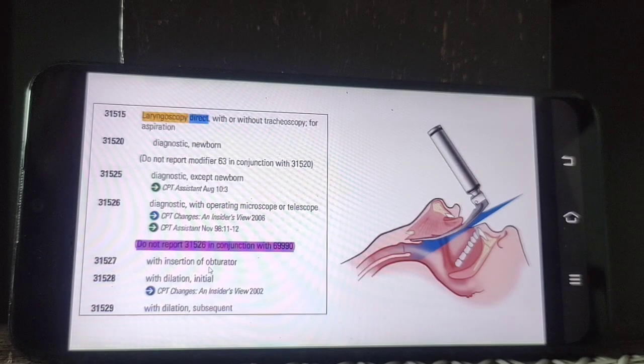Inserting an obturator is 527. If the surgeon uses laryngoscopy to dilate the larynx, dilation means enlargement. For enlargement of the larynx, initial 528, subsequent 529. Initial means the initial, first-time dilation.